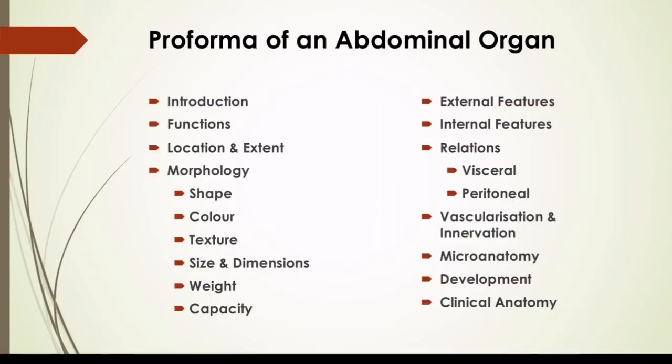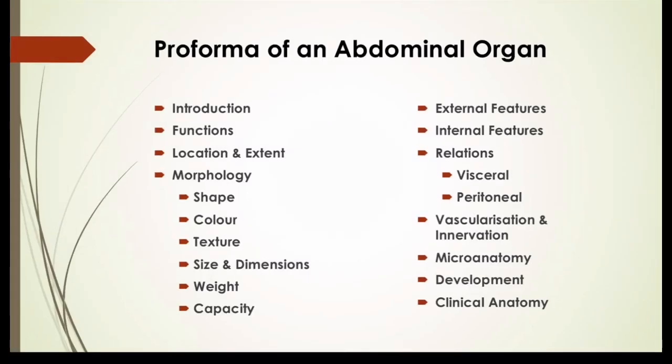Now, before we get into details, this is the proforma of how we describe any abdominal organ. We first start with a short and sweet introduction, then we speak a little bit about the functions of that organ, then we talk about the location. Now here we usually try to understand which quadrant it lies in, so for that you'll have to refer to a previous lecture, Introduction to the Abdomen, where I speak about the abdominal quadrants and how they are divided into 9 regions. And then we also speak about the extent, and for that we usually use vertebral levels, ribs, etc., etc.